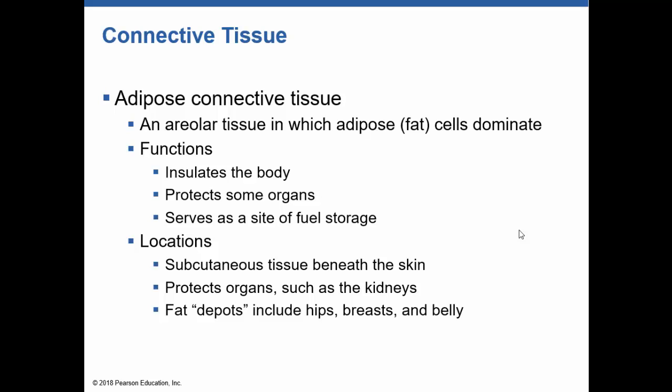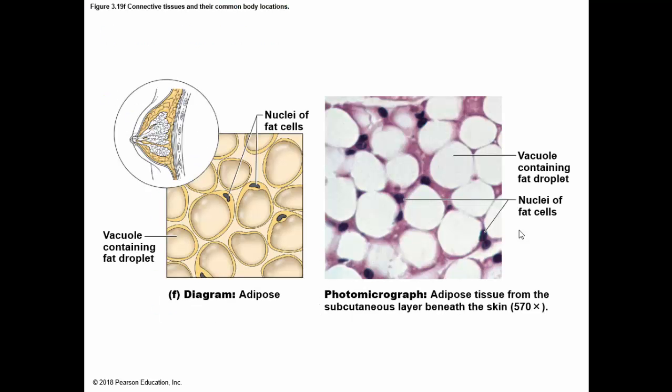We have this at subcutaneous levels, those lower levels right beneath the skin, where we have fat. It helps to protect our organs, such as our kidneys, and we've got little depots of fat, and as we all know, they go to specific places like the hips, the breasts, and the belly. Okay. Notice that there's a huge amount of fat inside those cells.